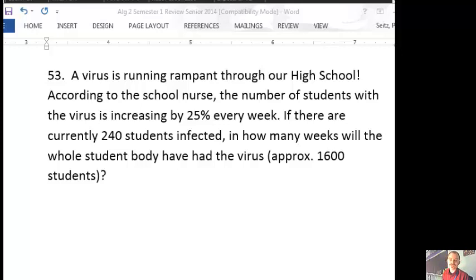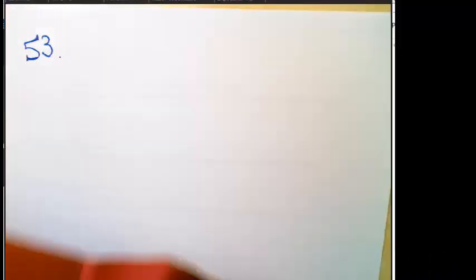So to solve this type of problem, the first thing we want to do is define our variables. So let's get over to our work paper. Here we have number 53. So let's start by defining x to be the number of weeks since the start of the epidemic, or the start of the virus spreading.